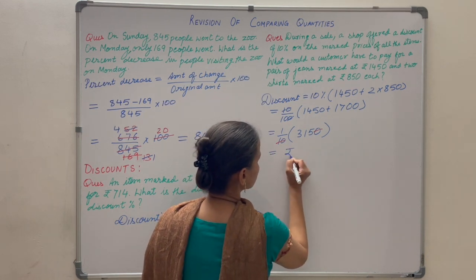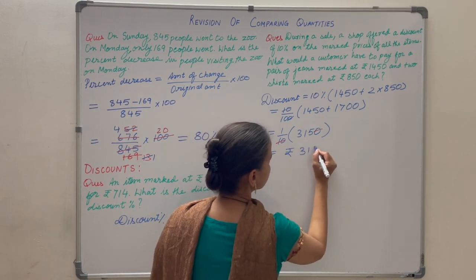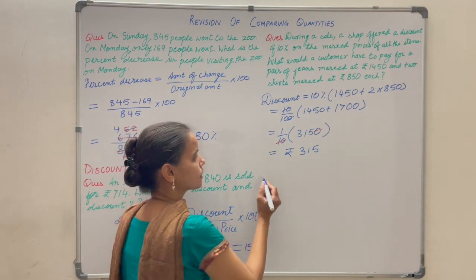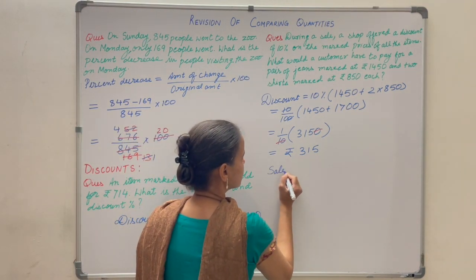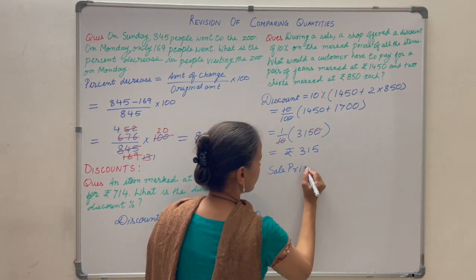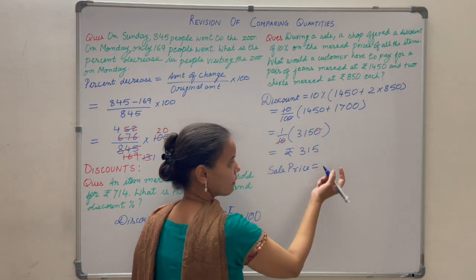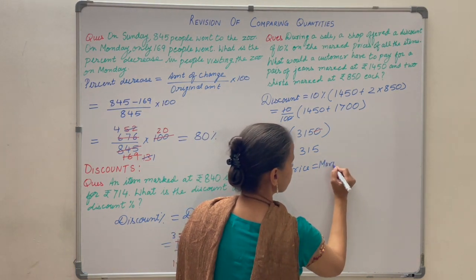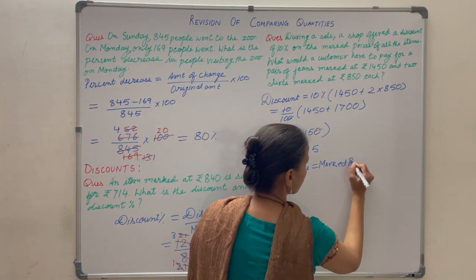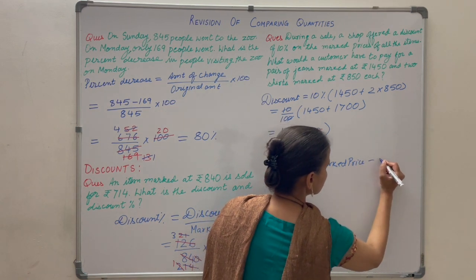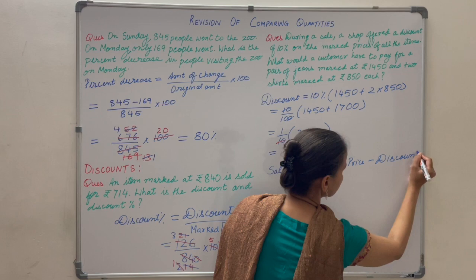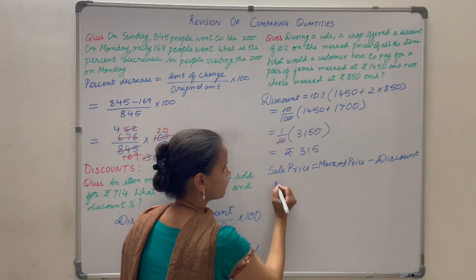So your rupees 315 is the discount. You have to find out the sale price, and the sale price formula is sale price is mark price minus the discount. So let us write down mark price minus discount, which you already calculated just now, rupees 315.